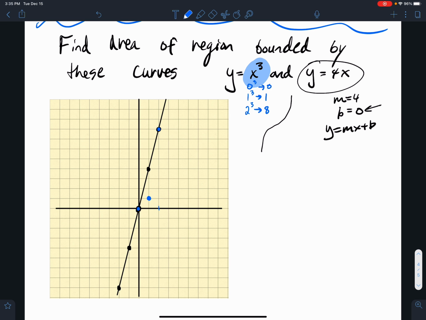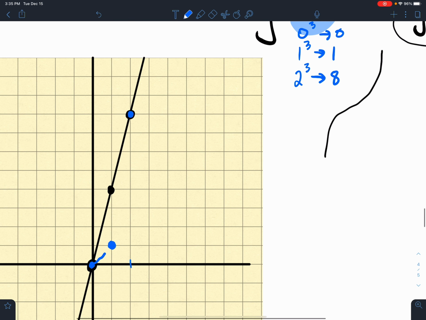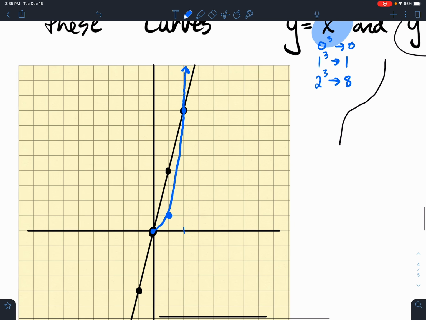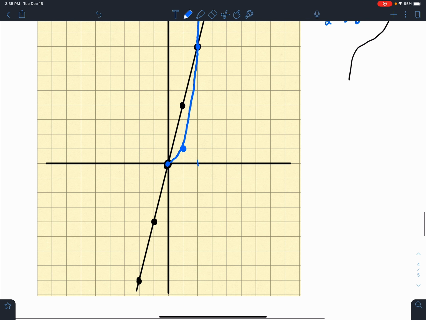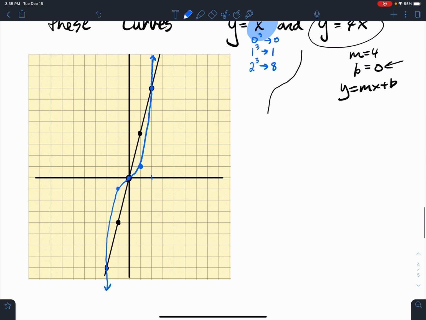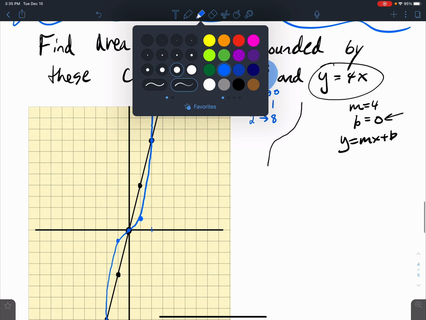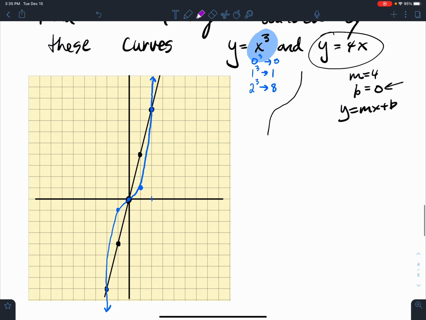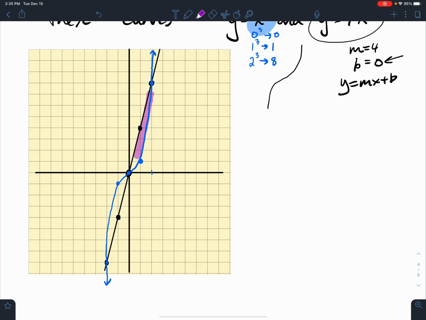Oh man, I'm having trouble. Okay. And then same thing going this way. We pass through here, and we pass through here. All right, so I'm looking for the bounded region. So what's bounded is this area. It's kind of hard to see, but it's that area, and it's this area. Okay?